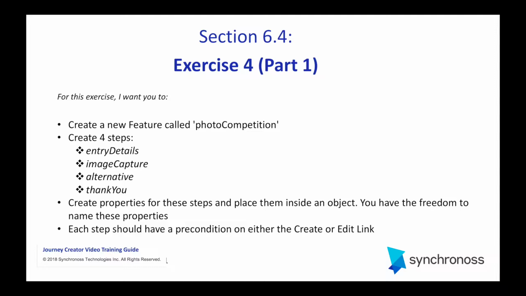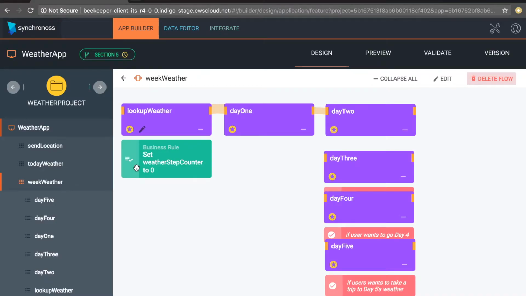Then I want you to create properties for each of these steps, and then you can place them inside an object. One recommendation will be to create 4 different objects for those 4 steps. You have the freedom to name these properties wherever you like. So each step should also have a precondition on either the create or the edit link. So it's up to you to decide if this step requires a create link, a create and an edit link, or just an edit link.